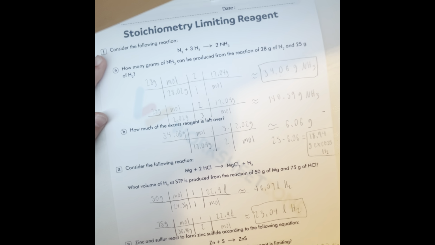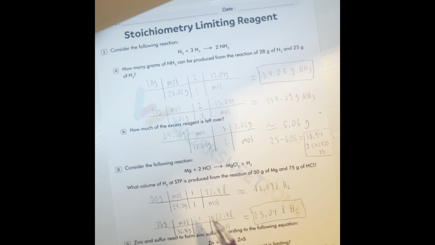Okay, let's go to our next problem. Number 2, considering the following reaction: magnesium plus 2 HCl to magnesium chloride plus H2. What volume of H2 at STP, which I have no idea what that means, is produced from the reaction of 50 grams of magnesium and 75 grams of hydrochloric acid?